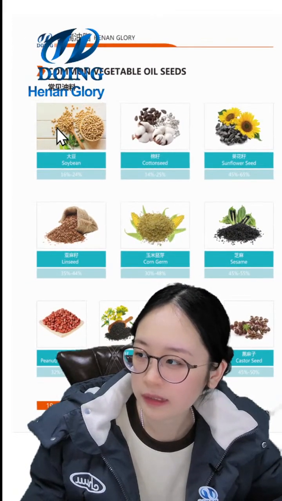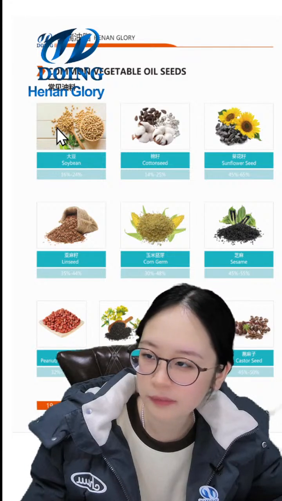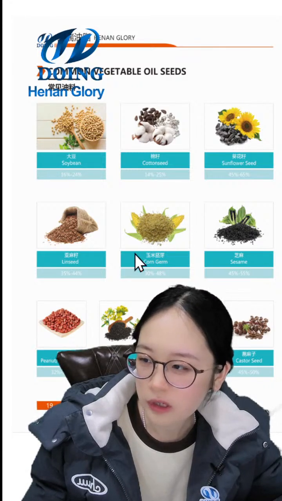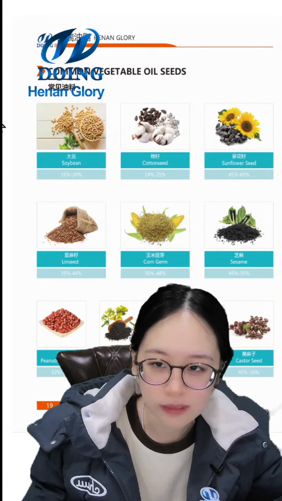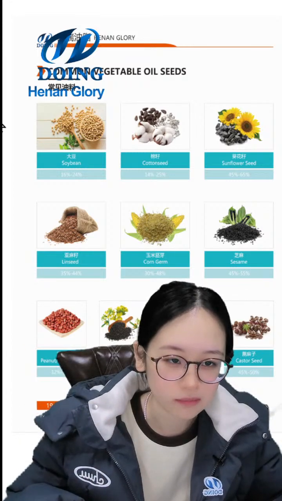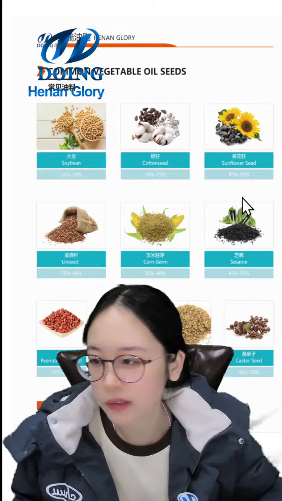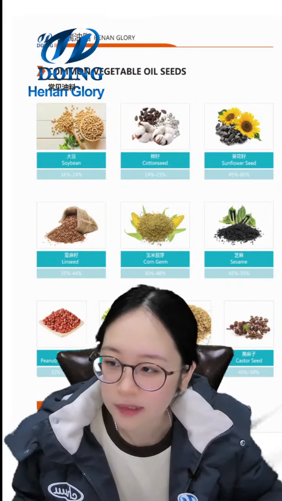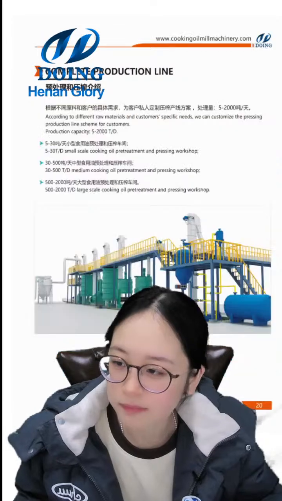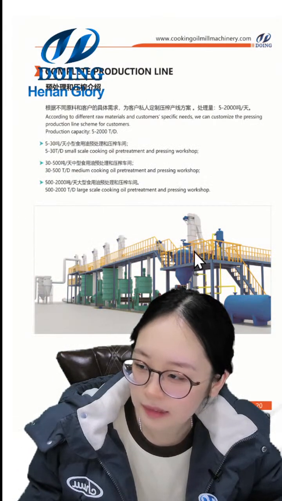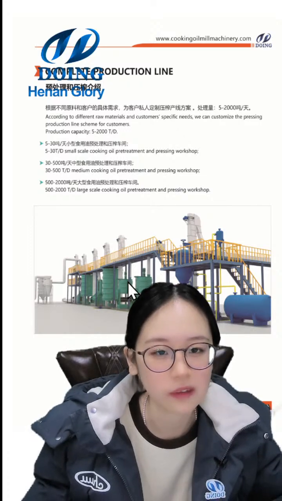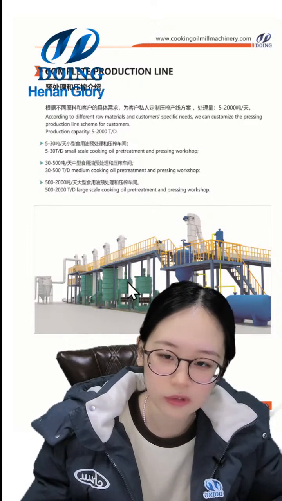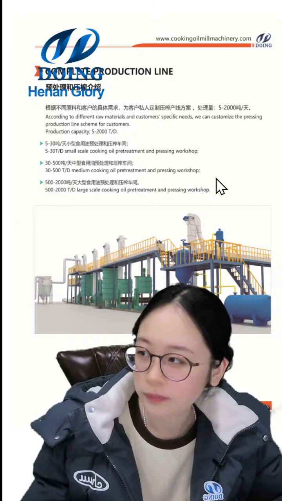And also here are soybean, cottonseed, sunflower seed, and corn germ. Here all have their own production lines. They are all not the same as each other. Okay. So this one is most different across the different kinds of seed. And this is a production line for any seeds. Maybe it is used for palm oil, maybe it is used for other oil.